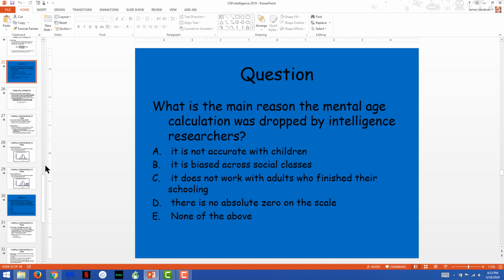And the correct answer is C. It does not work with adults who finish their schooling. And the basic way to understand that is, if we played the game that when you graduated from high school, you are not going to experience any memory decay at all. And of course, this is entirely impractical. This is only a thought experiment. But you have straight A's when you graduate from high school, so you've learned everything, and you won't forget anything that you ever learned.